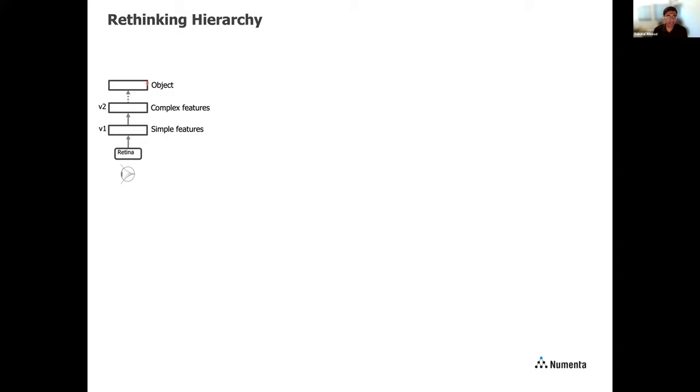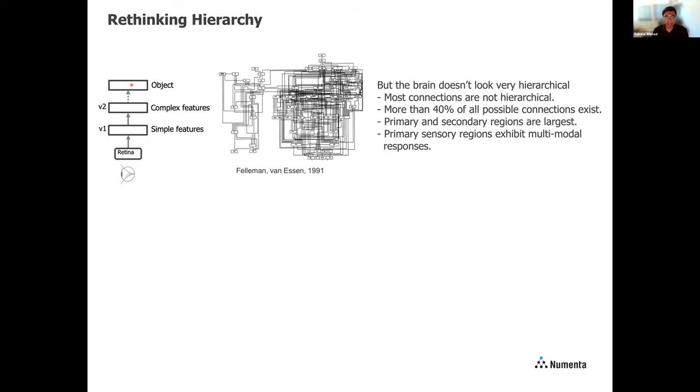If you look at hierarchy in the traditional viewpoint, you have some sensory input coming in from the retina. You have some simple features that are detected, let's say in V1, the first layer, more complex features in V2 and so on. And then somewhere up at the top, the objects are actually recognized. But if you look at the anatomy, it is not consistent with this at all.